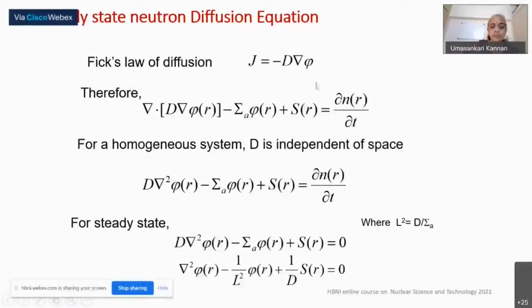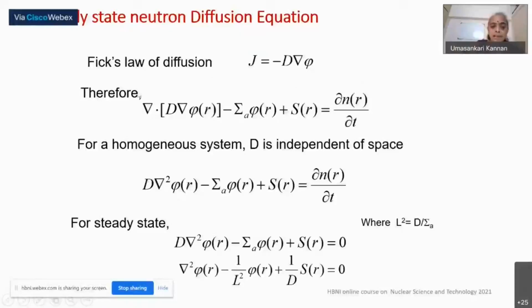And so we substitute all this in this equation, and you can get the leakage term. I have just rearranged the terms so that the plus and minus come together. So the divergence of D grad φ. Here I have introduced the concept of r. Basically, the spatial coordinate is going to be r. In general, when we are talking of the space coordinate, we represent it as r. So this is: divergence of D grad φ of r, minus Σa φ of r, plus S of r, is equal to dN of r by dt.